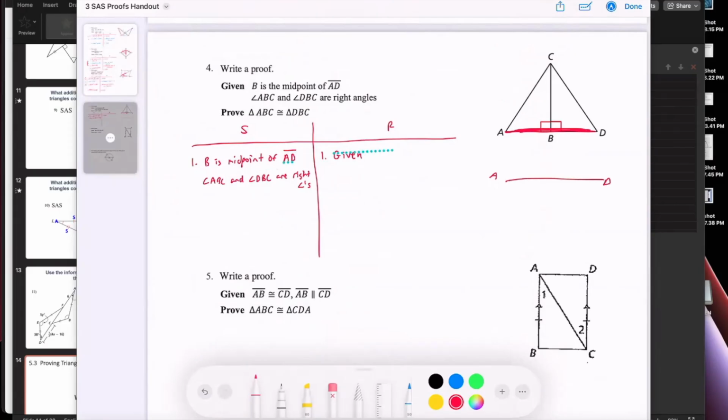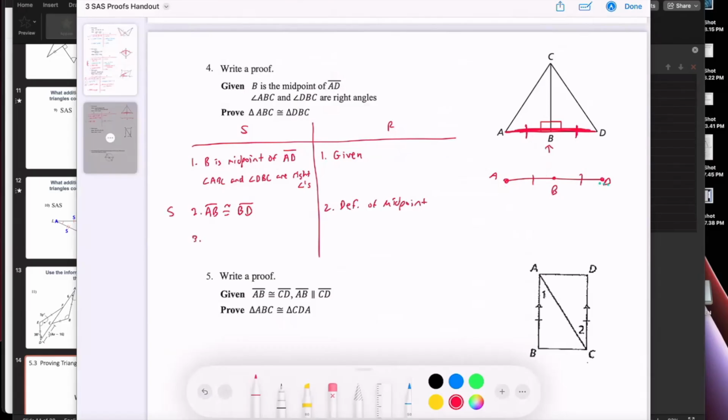It says B is the midpoint. So if B is the midpoint, remember, midpoint means it divides it into two congruent segments. So this piece would be congruent to this piece. I'm drawing it separately to visualize it, but I can state that AB and BD, so these two pieces, are congruent. So that's definition of midpoint, right? Midpoint means it makes two congruent parts. So there's a side.